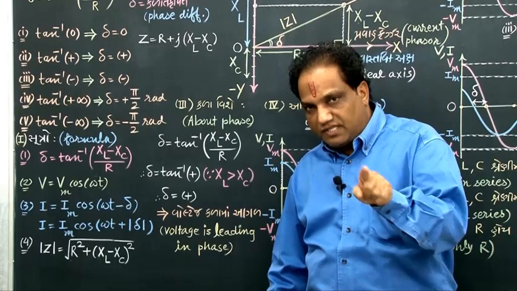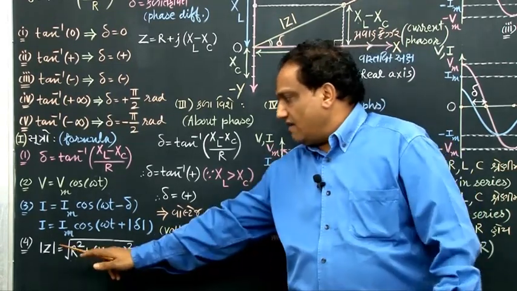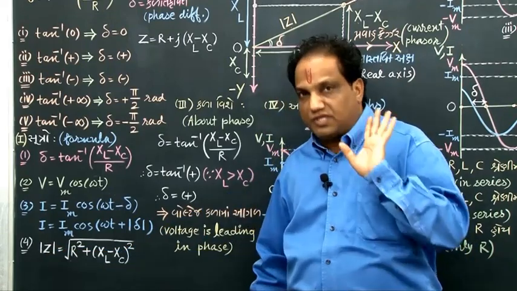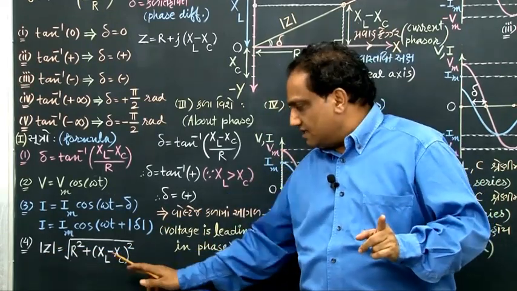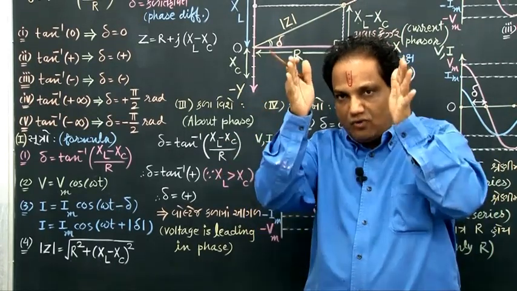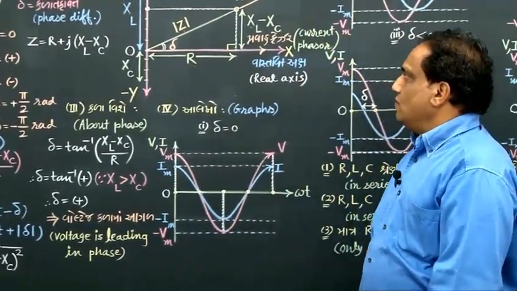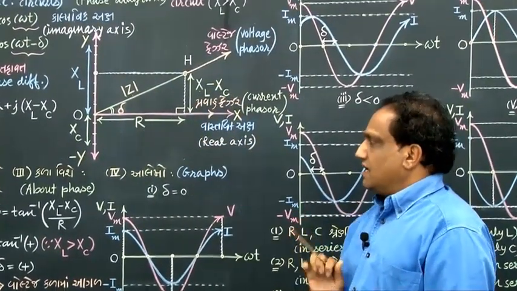But simply don't write XL minus XC, put it in the sign of modulus, because the left hand side is a modulus, it must be positive. And right now XL is less than XC, so if you write only XL minus XC, it will be negative. Better you put it in the sign of modulus. Fine. Now, what about the phase diagram?